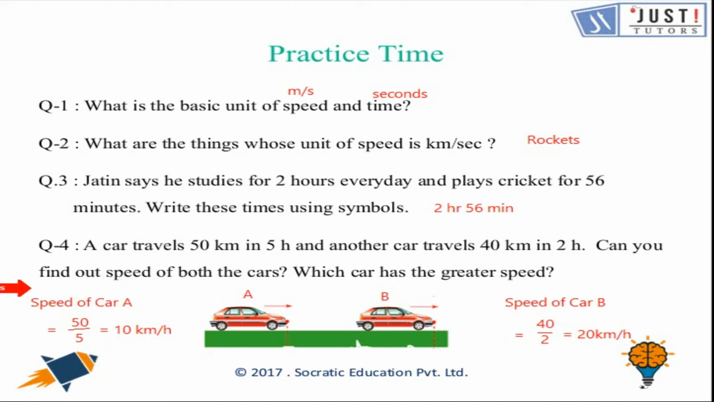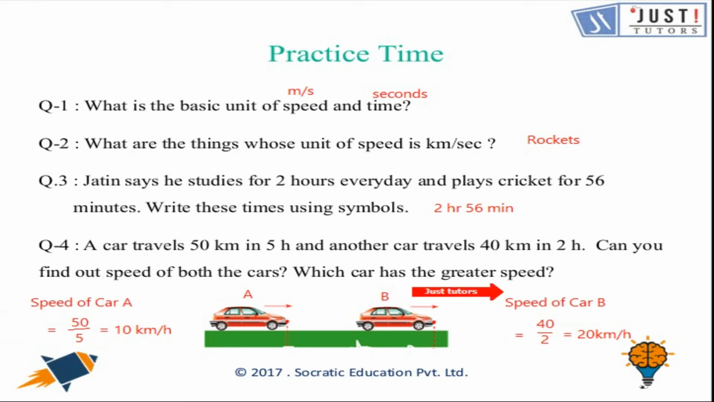Now we work out the speed of the first car by putting the distance at the top and dividing it by the time the car takes to cover that distance. So 50 divided by 5 gives you 10 kilometers an hour. We have to take care of the units as well, as the distance is in kilometers and the time is in hours. So the speed comes out to be in kilometers an hour.